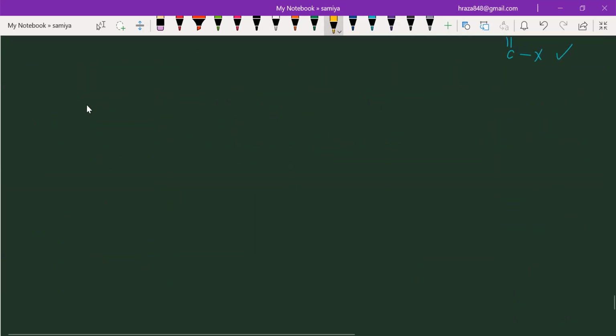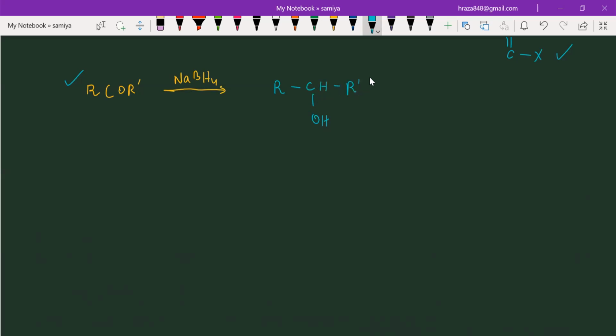Now see the ketones reaction. RCOR dash. And if you are going to react this in the presence of NaBH4 as a reagent, what happens? This ketone will be directly reduced to RCHOH R dash. See what happens here. Since ketone is in between two alkyl groups, that's why it gives 2-degree alcohol. In the previous one, you have seen it was primary alcohol, 1-degree alcohol. Now I am going to show you this part.